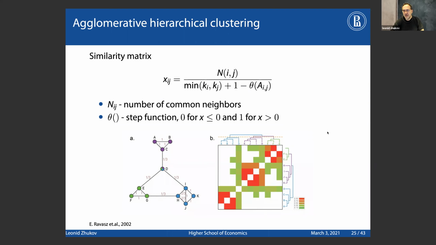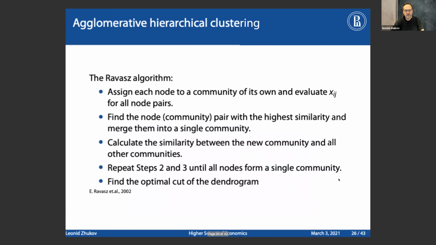And so the process here is you take this matrix, you assign each node to a community on its own again, right?